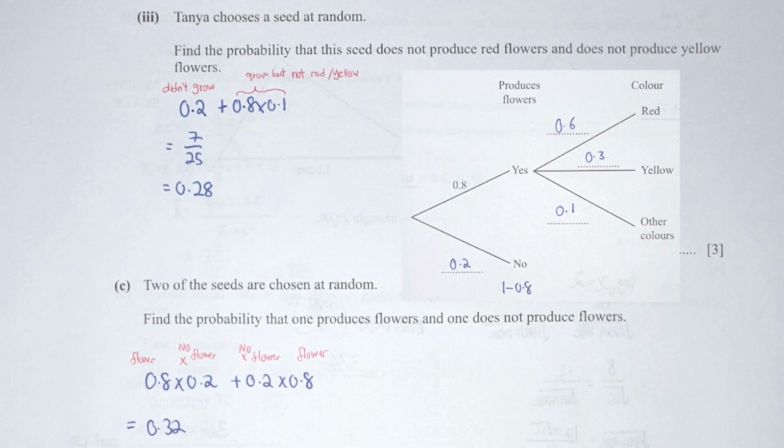As for part E, two seeds were chosen at random: flowers with no flowers, added with no flowers and flowers. So 0.8 times 0.2 plus 0.2 times 0.8. The reason why I do this is that they didn't specify that the first seed must produce a flower, followed by one that does not produce flowers. If they didn't specify, it means that the arrangement matters. Hence, you have to list down all the possible scenarios for this question here.